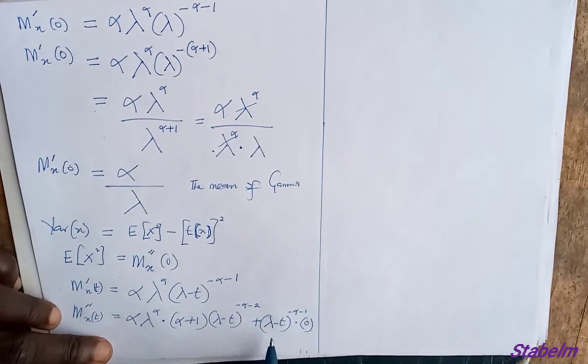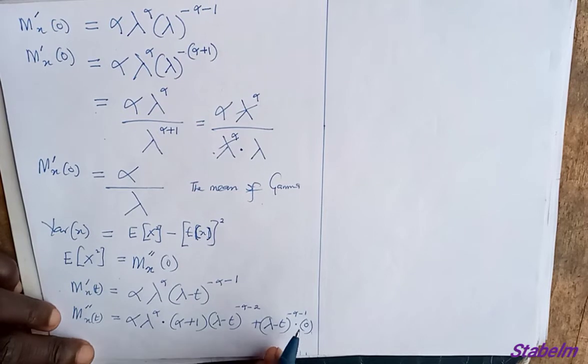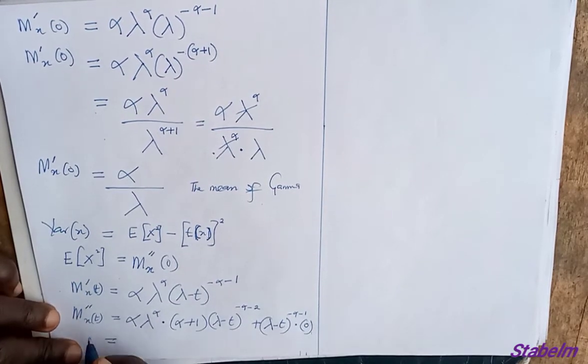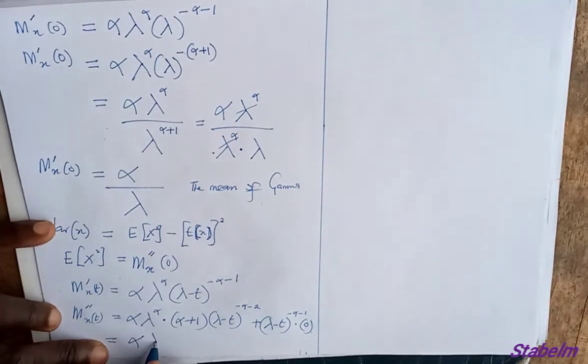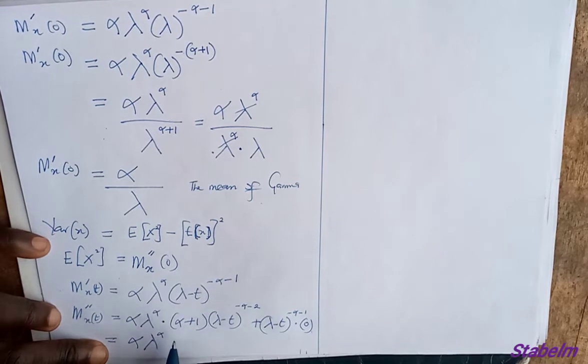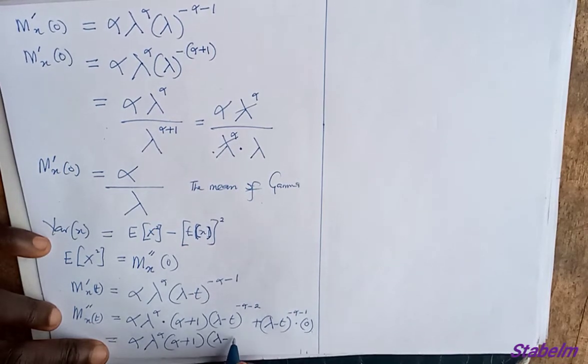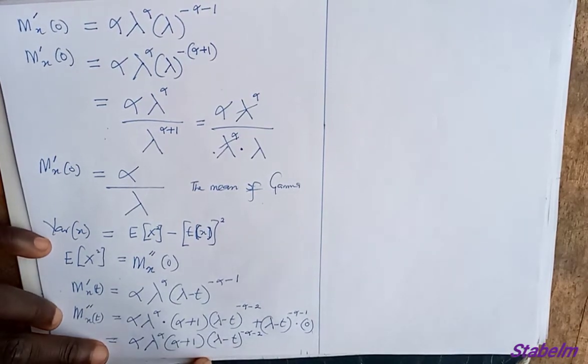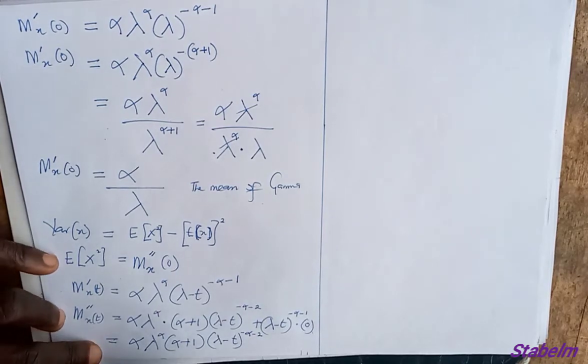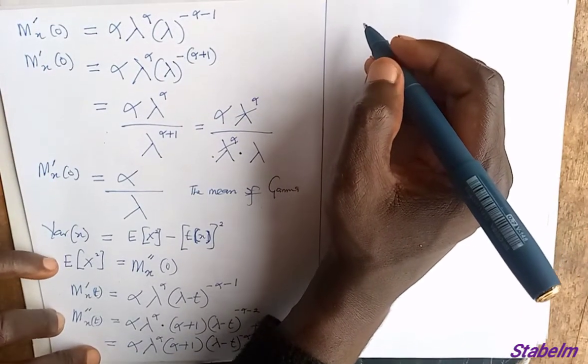So it means the whole of the other part here is going to be 0, and as such we're going to have our M double prime X of t equal to alpha lambda raised to power alpha, then into bracket alpha plus 1, bracket close, into bracket lambda minus t raised to power minus alpha minus 2. So that is what we have left. From this point, we can now make our t equal to 0. In that way, that is the only way we are going to have our M double prime.